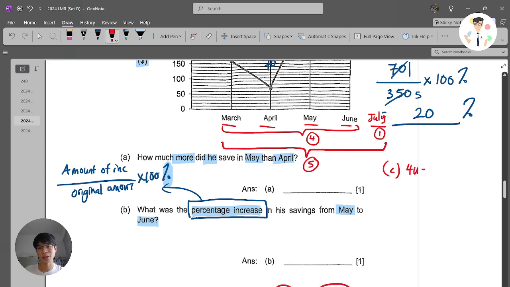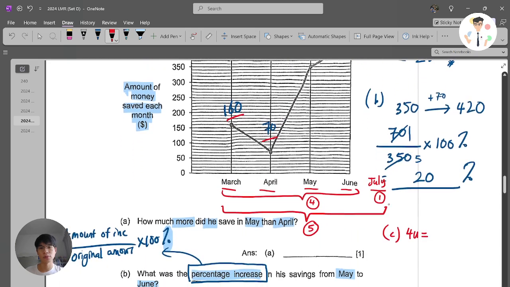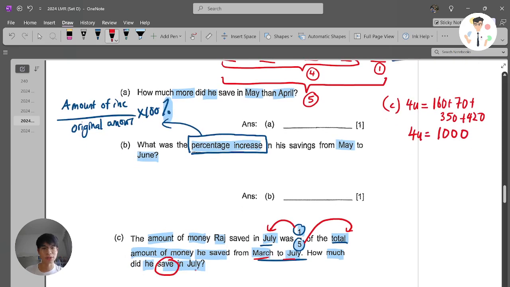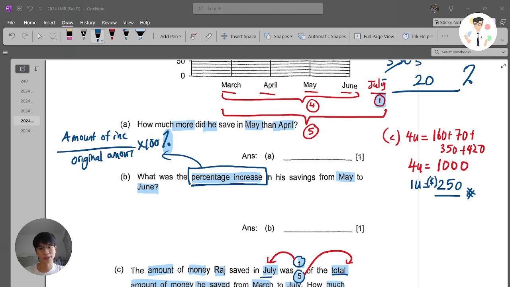Means that 4 units is equal to what? 160 plus 70 plus 350 plus 420. And my 4 units is equal to what? So if you add them together, you should get exactly 1,000. And now, I'm looking for what? July. Let me just check. How much did he save in July? So July is how many units? As we found here, it is 1 unit. So you just need to divide by 4. So 1 unit is equal to 250. And this will be our answer in dollar sign. Okay, very simple question, and we are done for this question. I think it's kind of easy, right? Okay, nothing tricky. So let's move on.